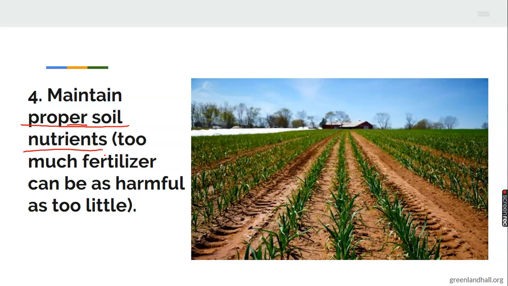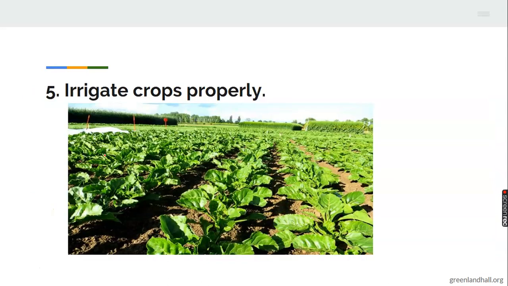You put fertilizers, you put water, of course, the farmland is exposed to sunlight. Just make sure that the soil nutrients are available. They should be the way they ought to be.